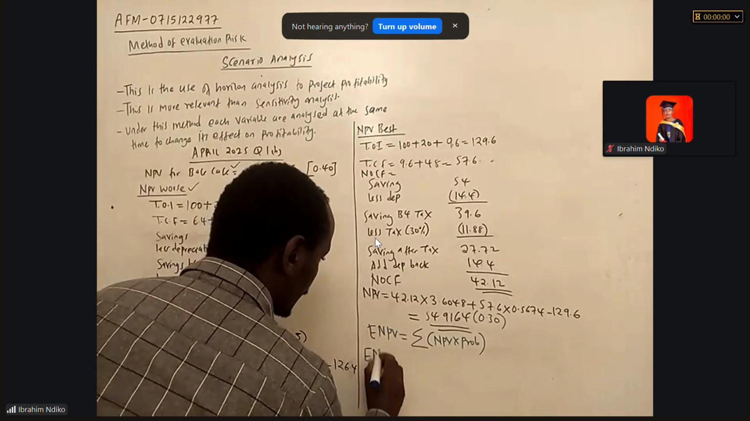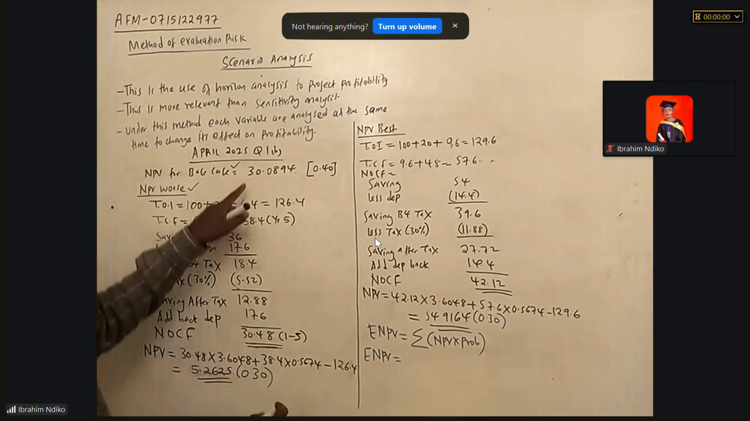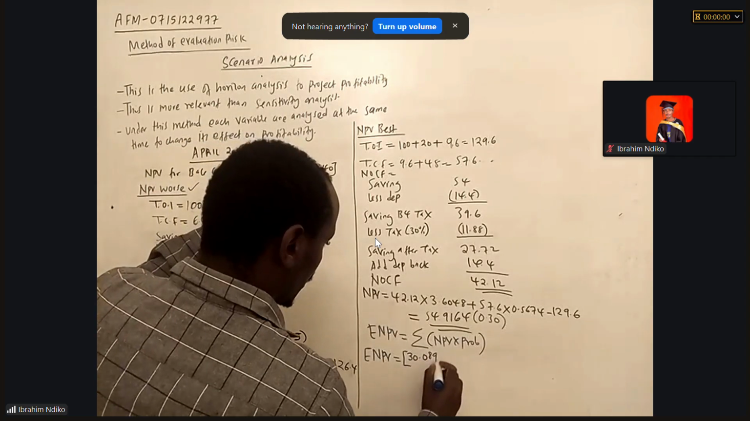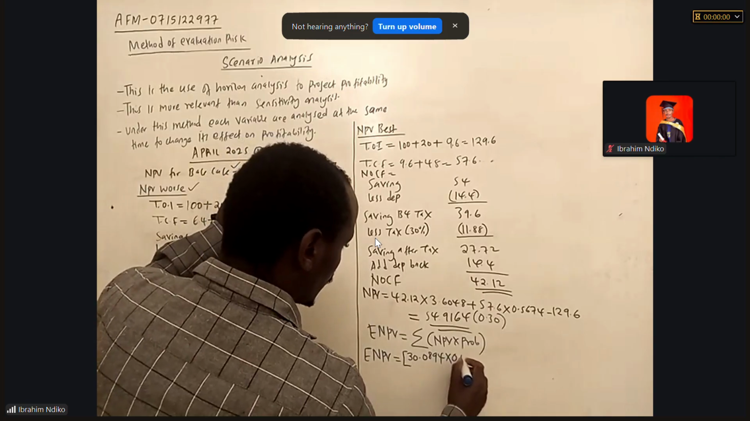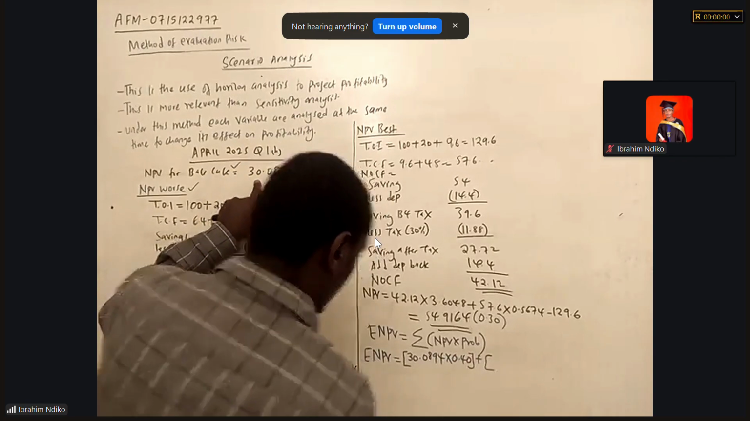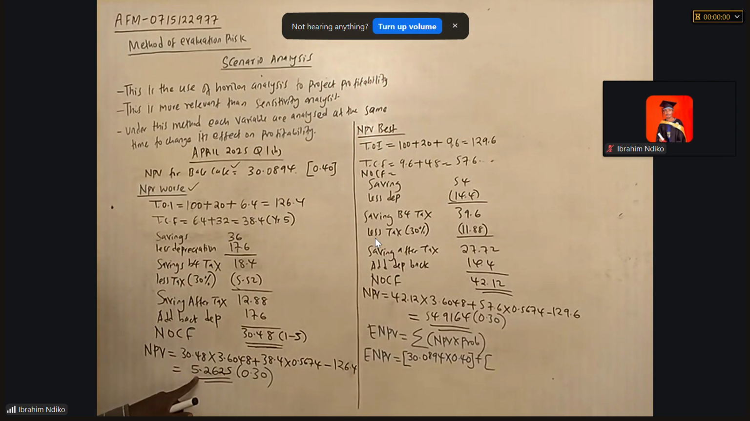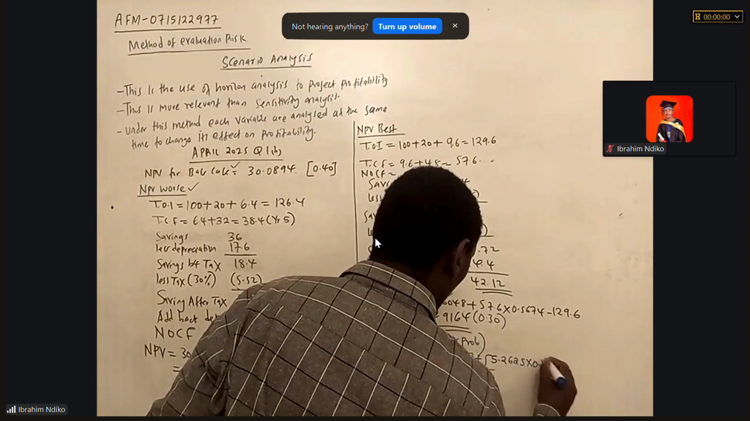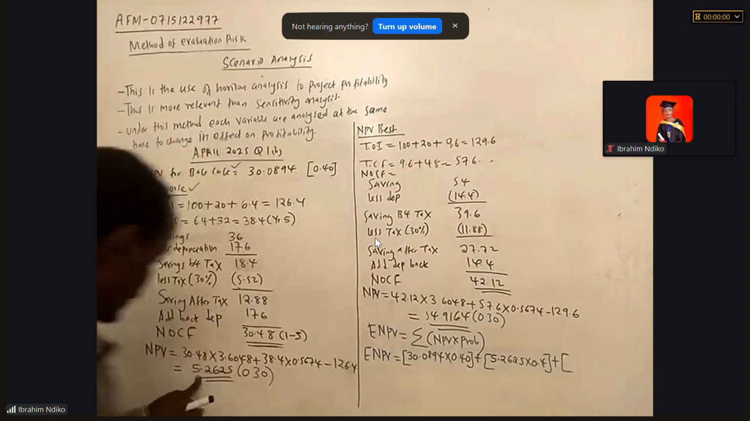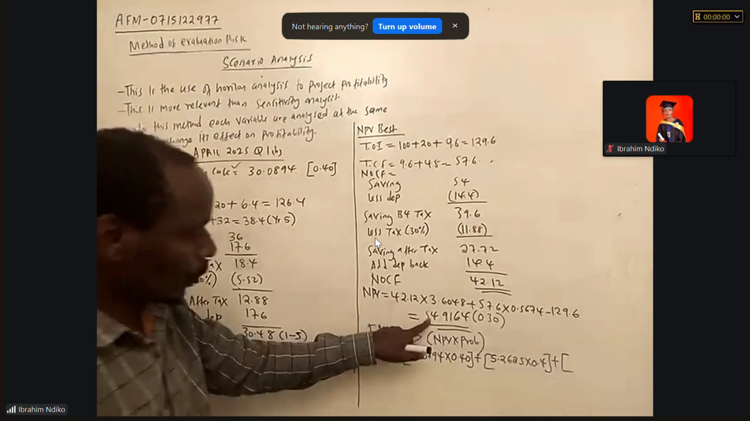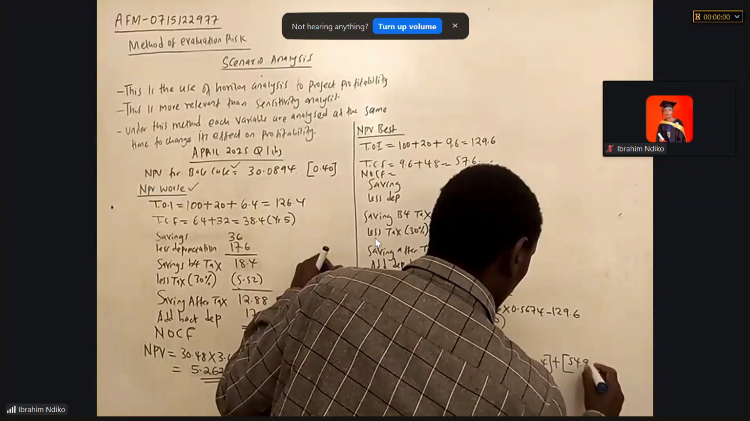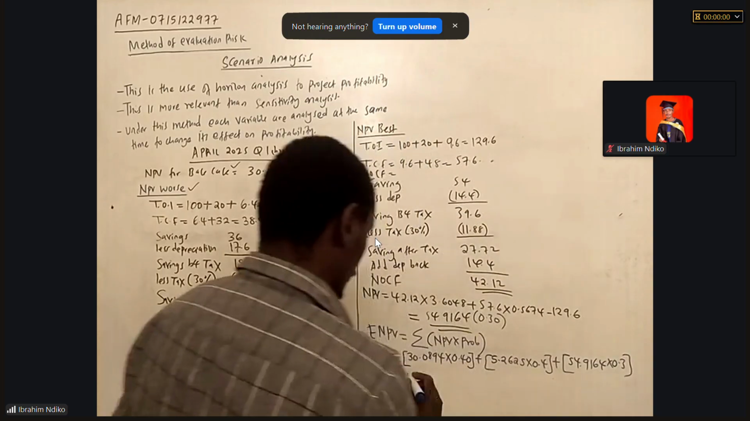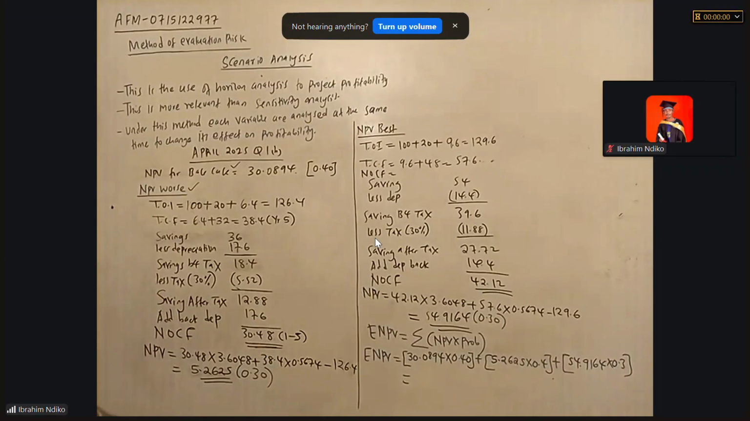So what would be our expected NPV? So tunasema itakuwa ni 30.04 times 0.4, plus the summation 5.2625 and 0.4, plus 54.91 and 0.3. That will be our expected NPV. Any question?